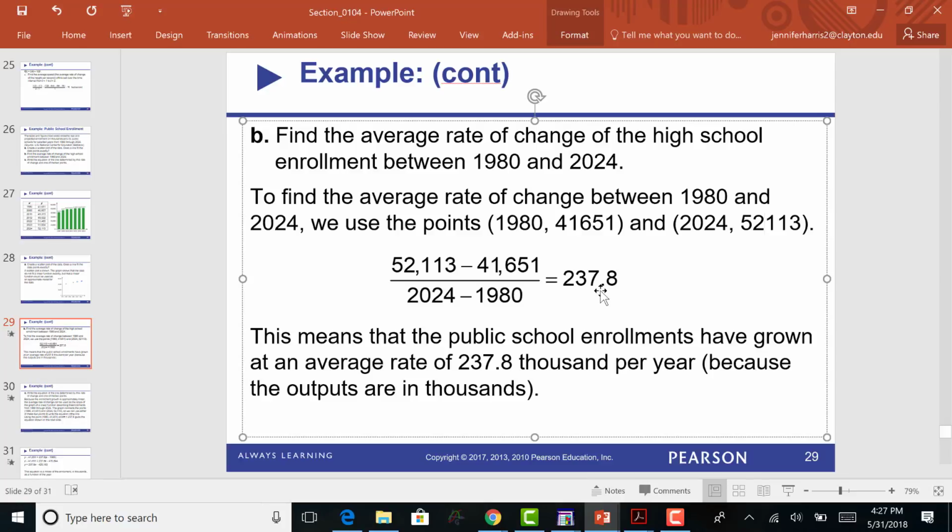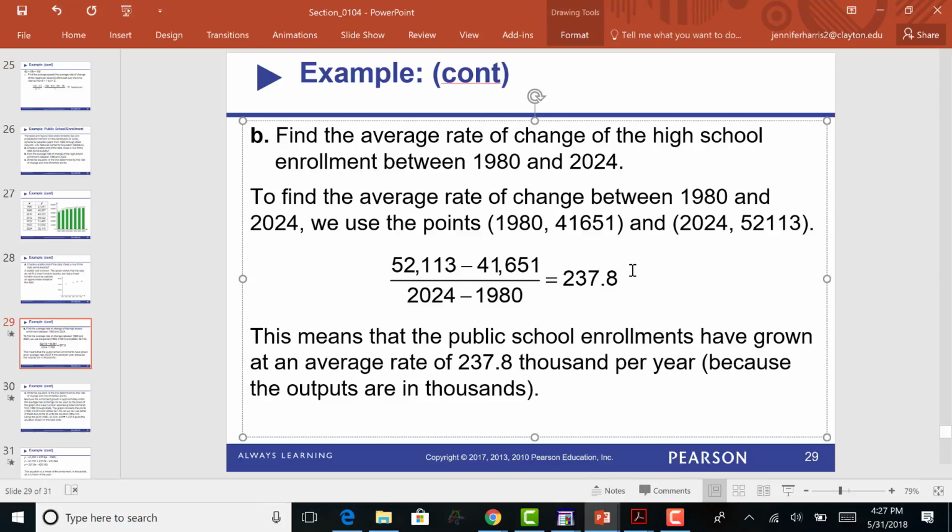Thousand. This is high school enrollment. Is this an increase or a decrease? Increase, because this number is positive. So the average rate of change, meaning the enrollment of high schoolers in the United States is on the increase 237,000 per year. Does that make sense? Yeah.